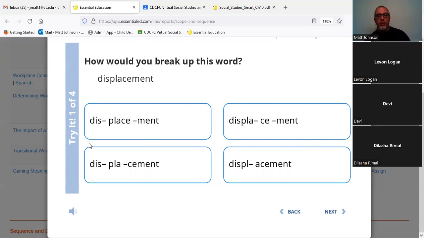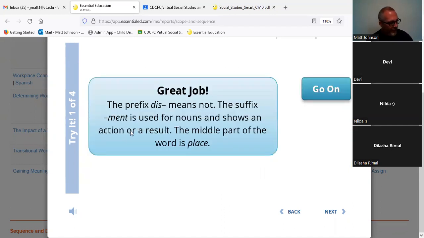So here's an easier word where we can see the root and discover where the suffix and the prefix belong. So, displacement, right? Commonly, we know that the root is place. We can see that word that we're more familiar with, but we can also see the suffix and the prefix there. So dis is a common prefix that we see a lot, and ment is a common suffix. So it makes sense then that place will likely be our root word. So displacement. Great job. The prefix dis means not. The suffix ment is used for nouns and shows an action or result. The middle part of the word is place.